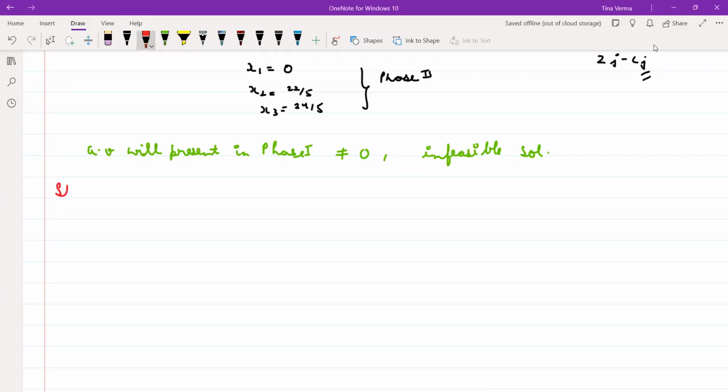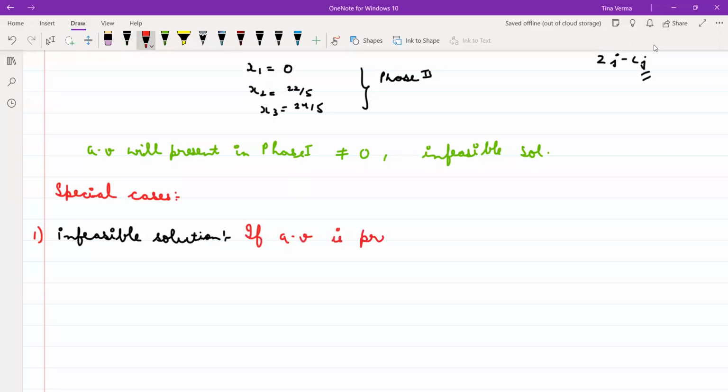Next, we are going to discuss some special cases, right? That we have done in graphical: LPP is unbounded, infeasible, or has an alternate optimal solution. So one case I have already discussed with you, the infeasible solution. We have done one example corresponding to that. The reason is that if an artificial variable is present in the optimal table and it is not equal to 0, then LPP has an infeasible solution.